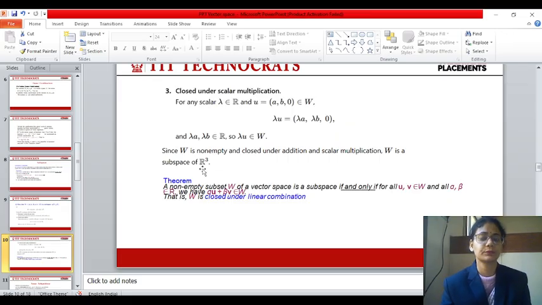Now this is one more theorem which we can use for any subset W of a vector space to check whether it is a subspace or not. For that you can take two scalars and two vectors. U and V are vectors, alpha and beta are scalars. If alpha into U plus beta into V belongs to W, then definitely it will be a subspace of the vector space.